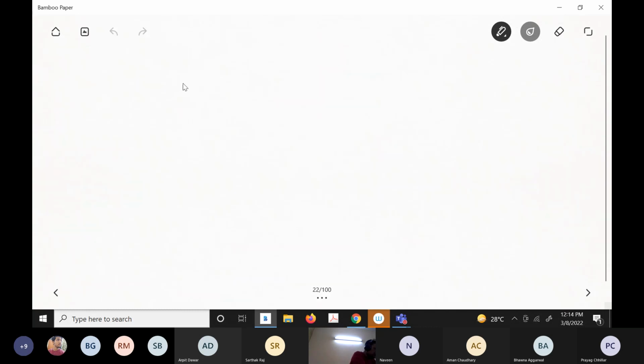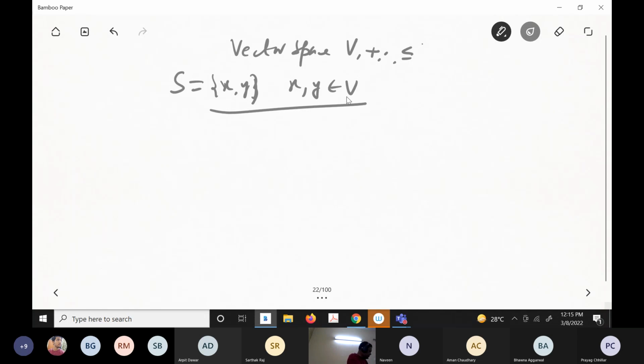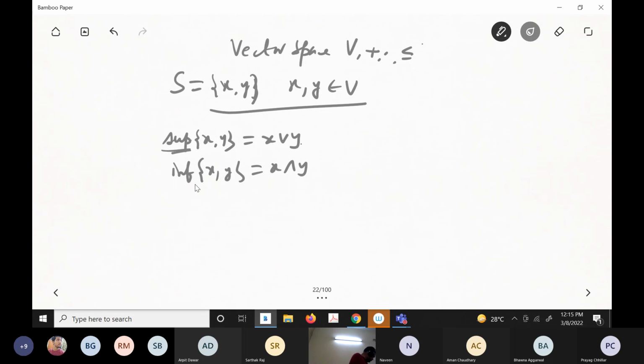Now suppose S has only two elements. Now you have a vector space V, with scalar multiplication. Now suppose you have two elements x and y. First of all, let me fix the notation: of course you assume it exists, sup of x, y, this is the notation. I'm not saying it exists. If it exists, this is the notation I'm giving. Some people call it, in this case of two elements, maximum and minimum. These are the notations for two elements.